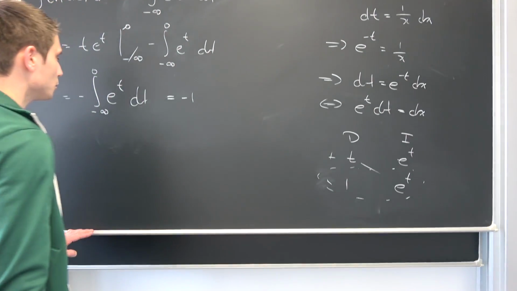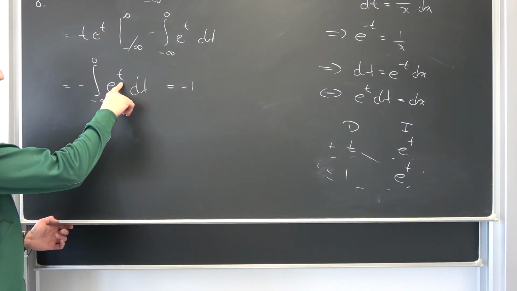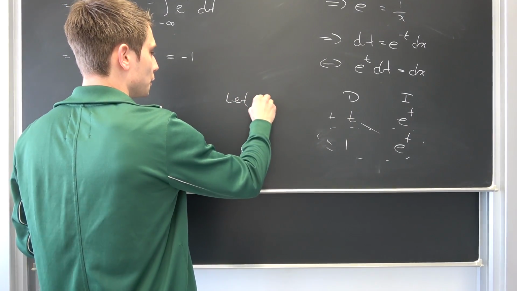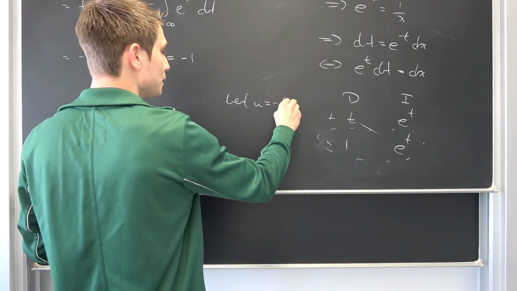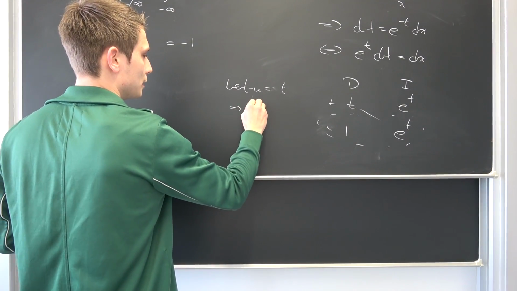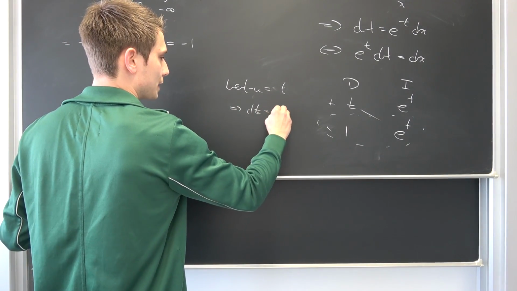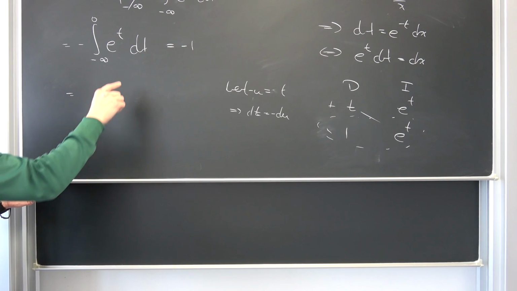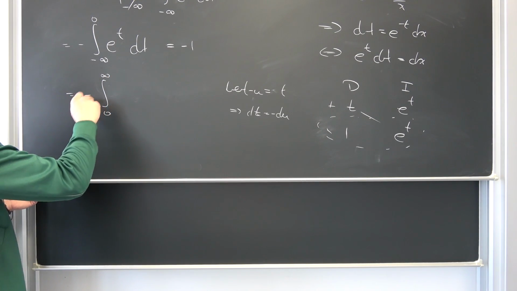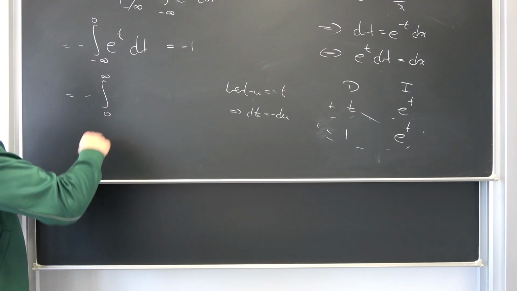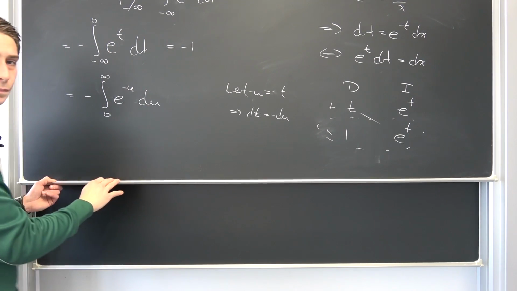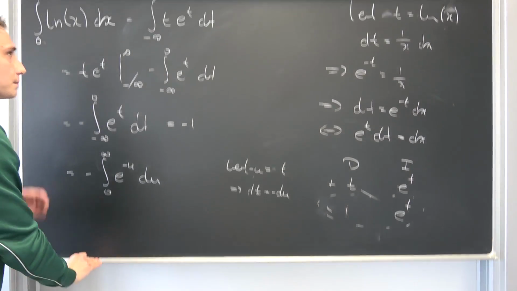So what you can also do is turn this chunk right here with another substitution. So for example, let u be equal to negative t or t be equal to negative u. That means that dt is nothing but negative du. And you are going to get something equivalent, namely the negative integral from 0 to infinity of e to the negative u du. Okay, this is something you get right here.